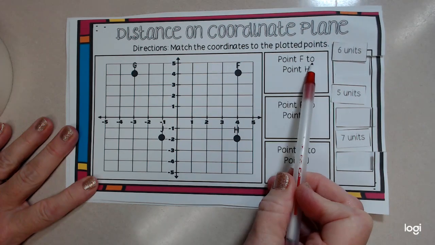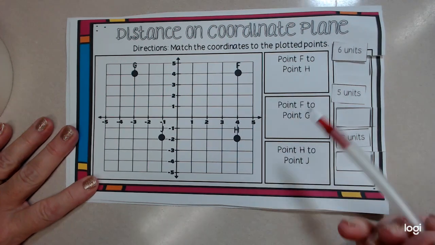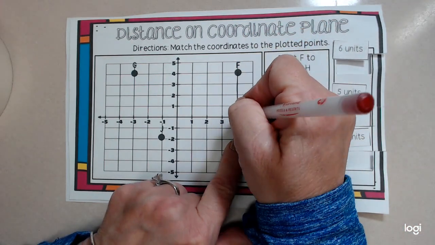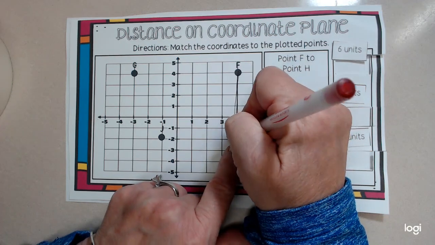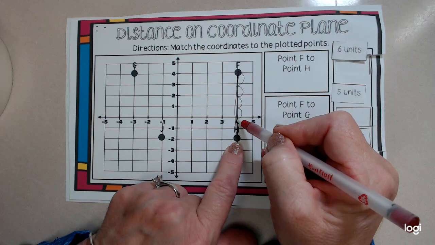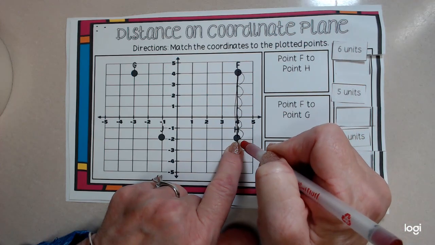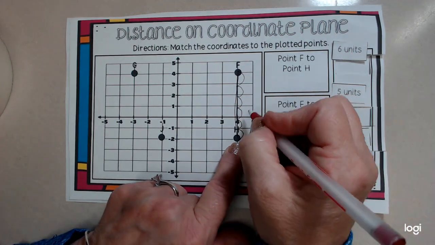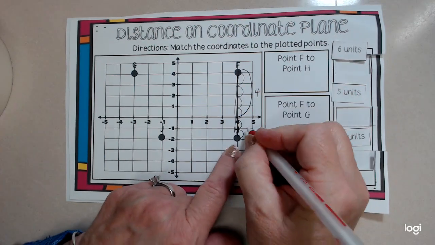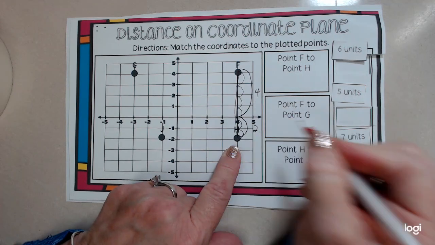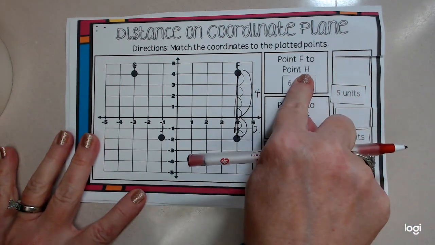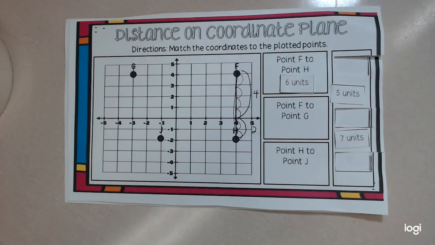Point F to point H. Here is point F. Here is point H. I need to know how long it is from here to here. Okay, well, I could count the boxes. 1, 2, 3, 4, 5, 6. Oh, it's 6. I could have also used absolute value. From this 0 spot to here was 4, and from here to here is 2. 4 plus 2 is still 6. So I have to drag 6 units over here in that box.